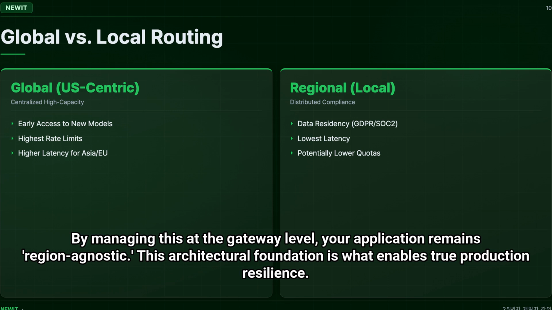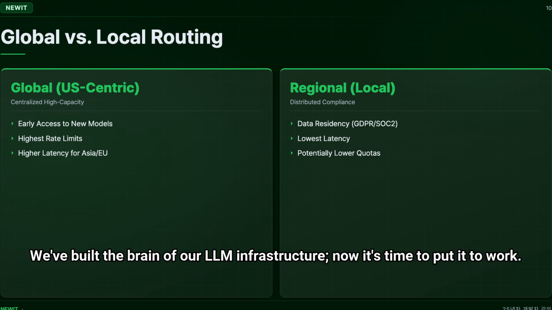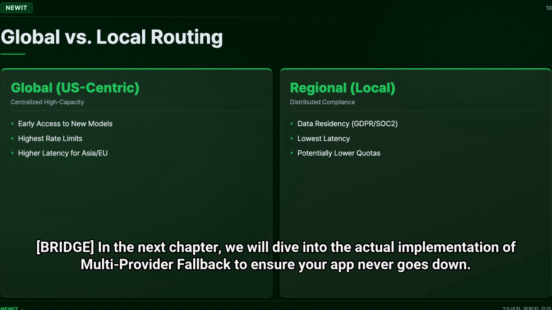This architectural foundation is what enables true production resilience. We've built the brain of our LLM infrastructure. Now it's time to put it to work. In the next chapter, we will dive into the actual implementation of multi-provider fallback to ensure your app never goes down.